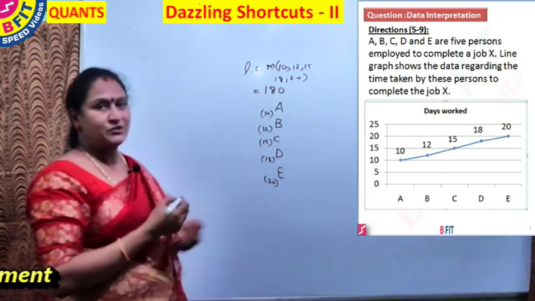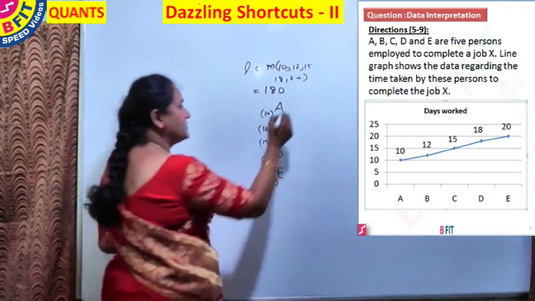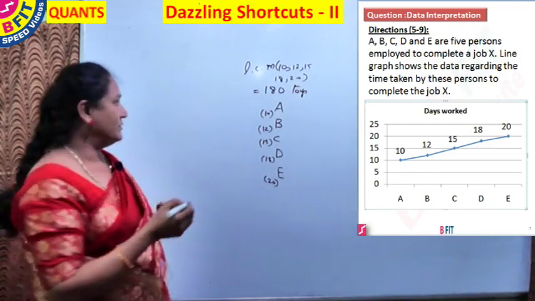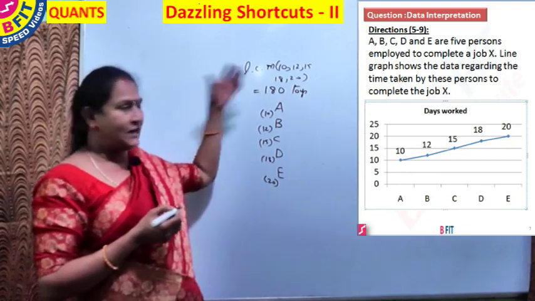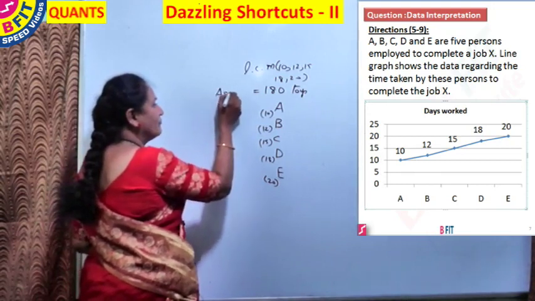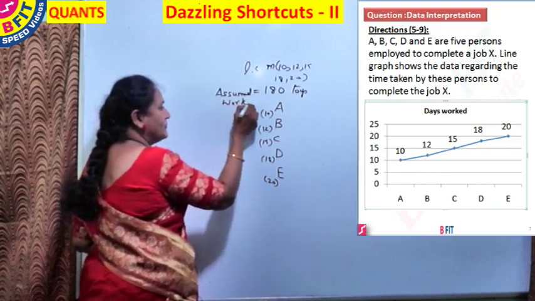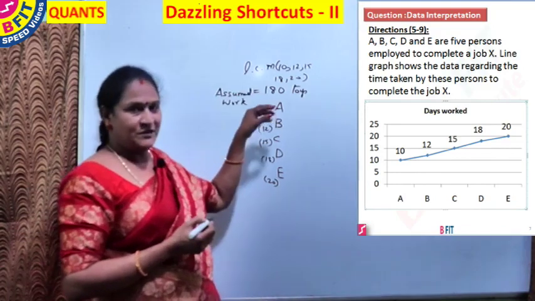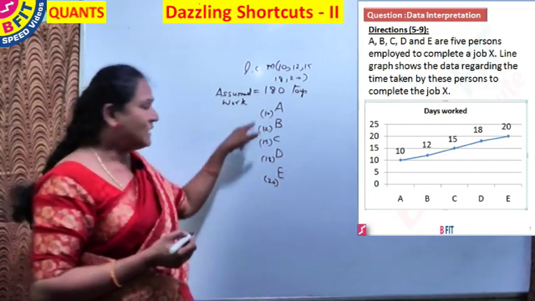So this is an assumed work. I'll assume that the job X is making 180 toys. For our convenience, I have converted all this time: I have taken the LCM, and the assumed work is the LCM of all these values. So job X is making 180 toys. Now according to this assumption, we'll see how much work, how many toys, all these individual persons have done based on this time taken.